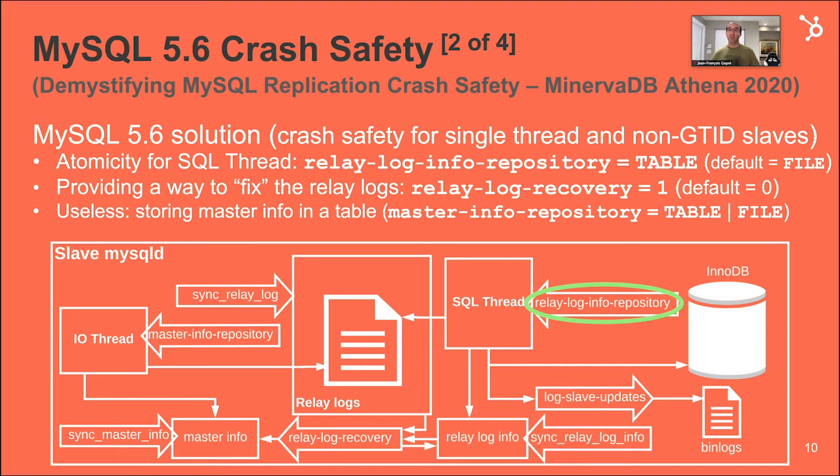But there's absolutely no way to get atomicity for the IO thread. The relay logs are files, and it's impossible to append data to a file and update a table atomically. We append data to the relay log, and then we need to commit something into a table. So it's not atomic. So MySQL 5.6 introduced something called relay log recovery, and we'll talk about this just later.